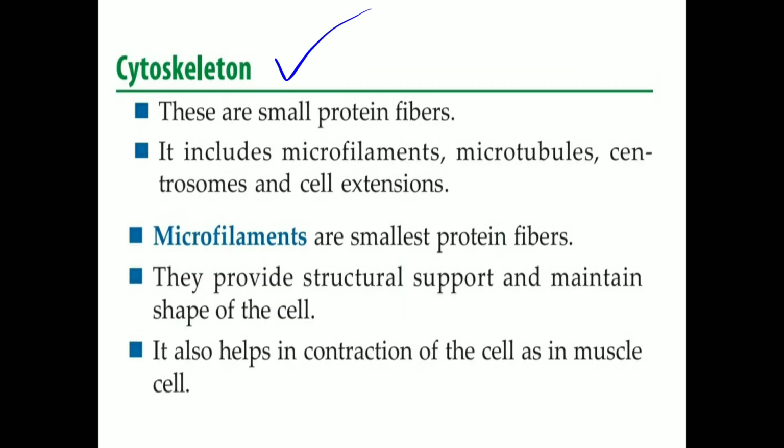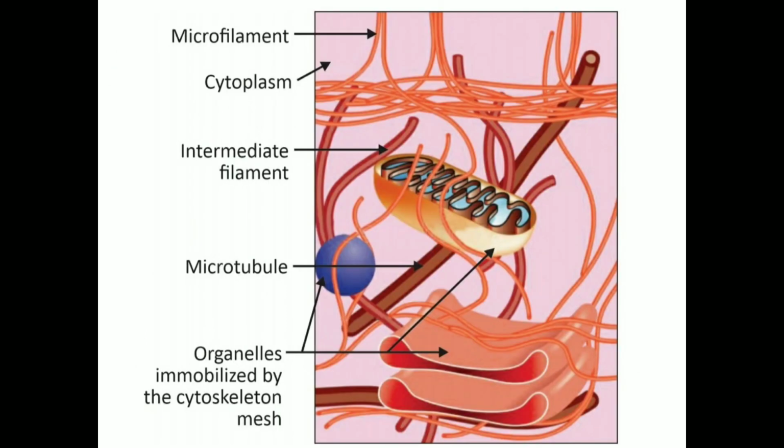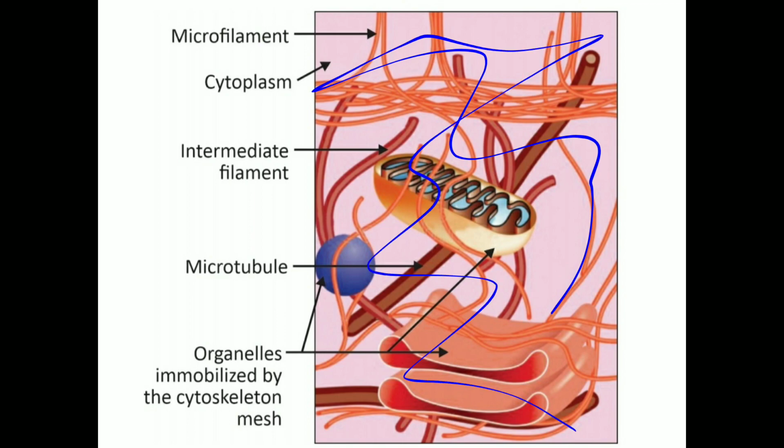Next is cytoskeleton. They are small protein fibers. It includes microfilaments, microtubules, centrosomes, and cell extensions. Let's see the first one, microfilaments. They are the smallest protein fibers. They provide structural support and maintain the shape of the cell, and they also help in the contraction of the cell as in a muscle cell. Here you can see those fibers present, and these are the cytoskeletons.